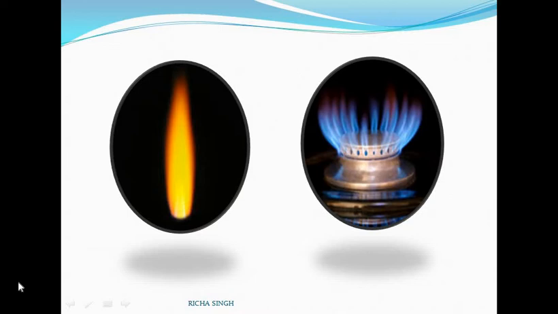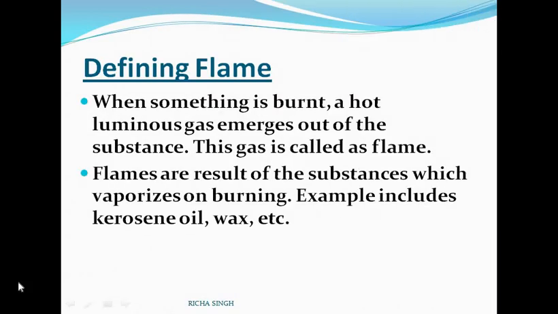Okay, so from this we can conclude that only those solids and liquid fuels which vaporize on heating produce flame. This should be learned that whether it is a solid or liquid, it will give you a flame when it is completely vaporizing. Okay, for example, like kerosene and wax, they both vaporize on heating and then they give you a flame. So what is a flame?